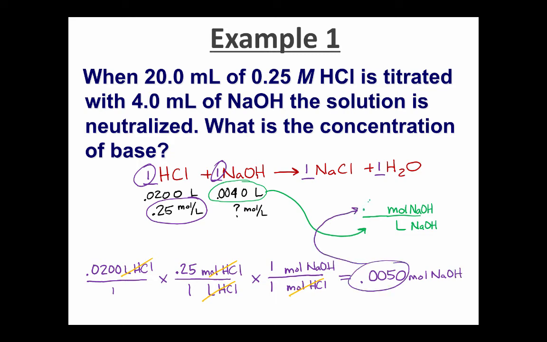So there are 0.005 moles for every 0.004 liters. Dividing these two numbers gives a result of 1.25 moles per liter. Well, that wasn't too difficult. Let's see if we can calculate the molar mass in our next example.